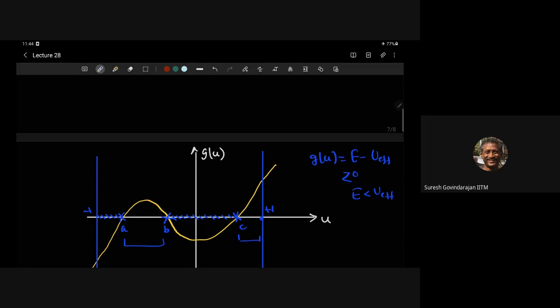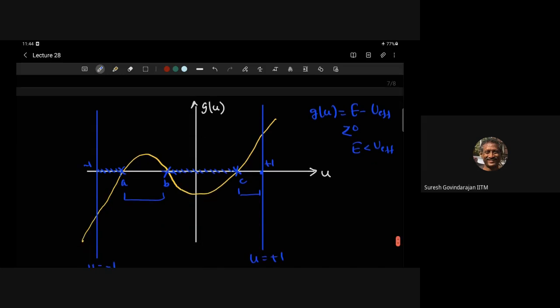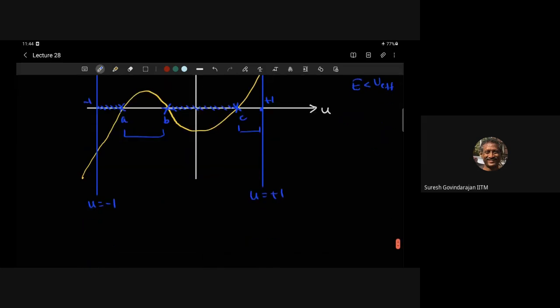The way I've drawn this picture, assuming this is correct. Okay, so let's just focus on this region.